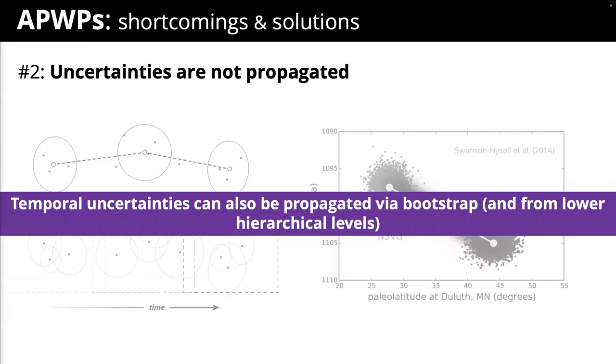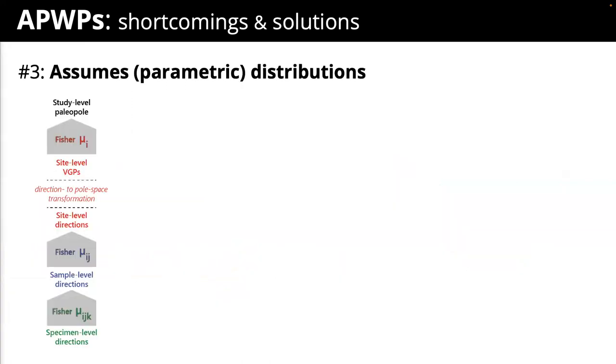So this might strike you as a bit odd. Why are we talking about lower hierarchical levels when it comes to age information? This is something I'm going to come back to in a couple of slides.